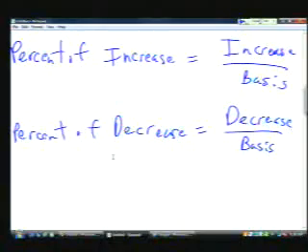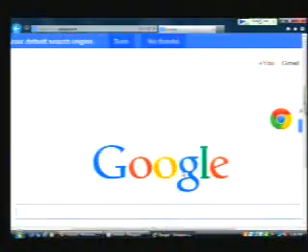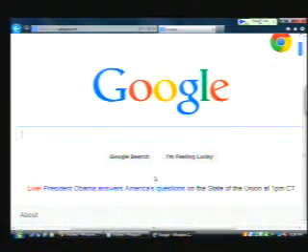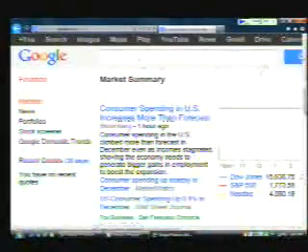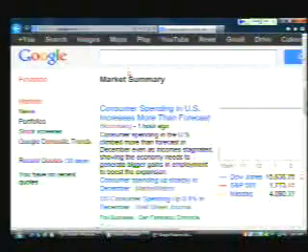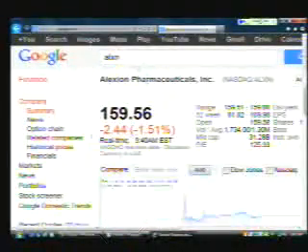All righty. Well, let's do a real-life math problem now. Let's go over to Google, and I'm going to go to Google Finance. Google Finance, stock market quotes. And just for fun, let's do Alexion Pharmaceuticals. And I know it's ALXN. You could actually type it in, but I know it's ALXN.